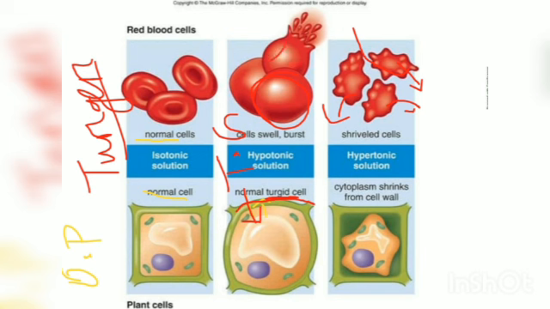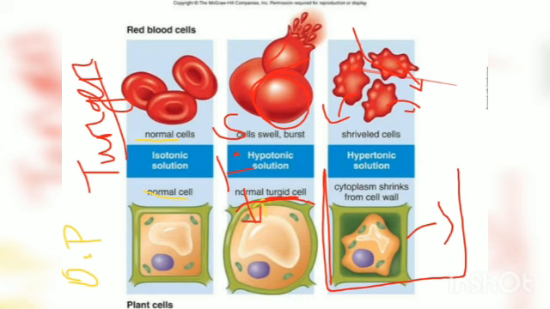But in the case of a plant cell, what will happen? The plant cell also shrinks in size because of the loss of water to the hypertonic solution, which has more solute concentration in it. That means the solution has more solute compared to the solute present inside the cell. If there is more solute in the solution, then the solution will need more solvent to bring equilibrium.